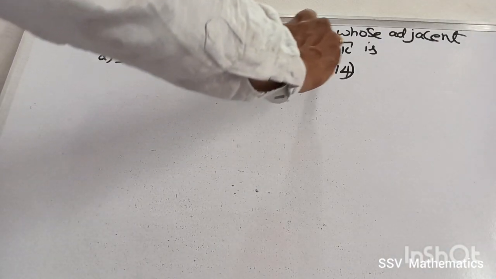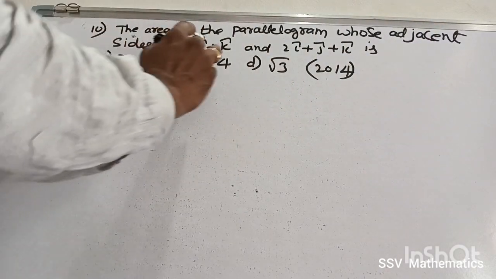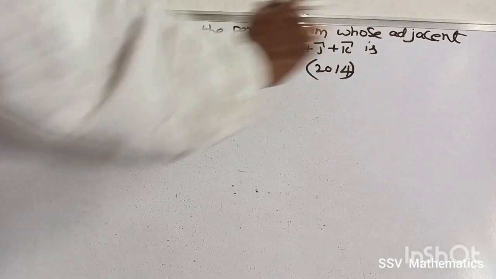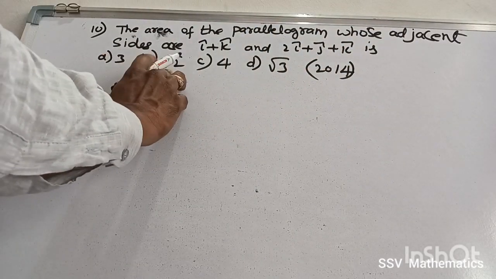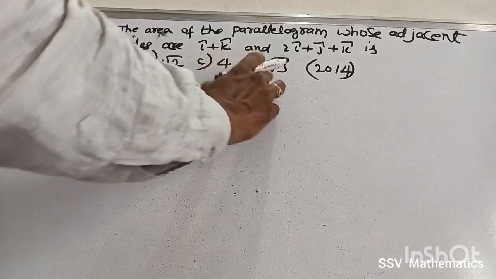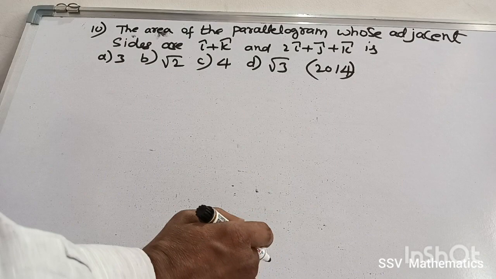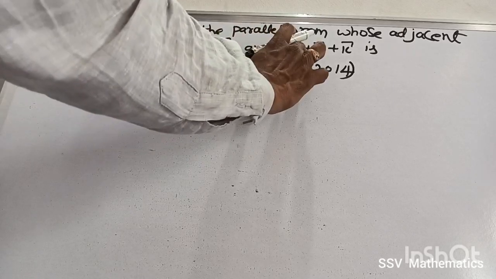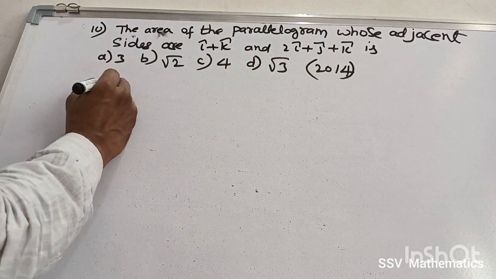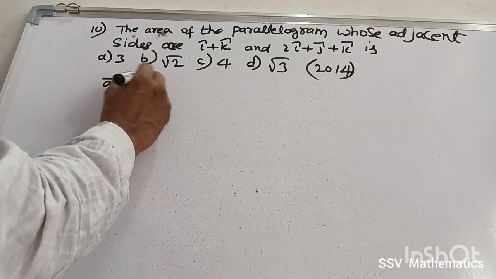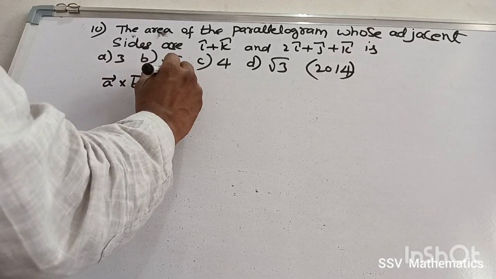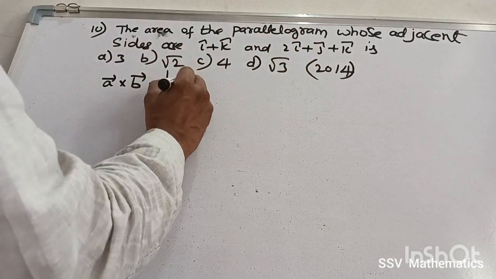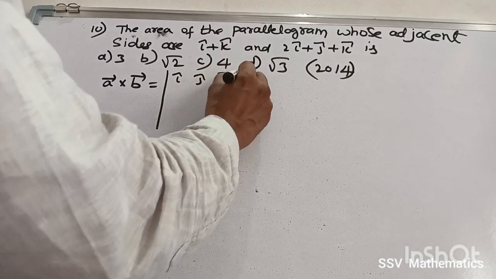The area of the parallelogram whose adjacent sides are vector i plus k and vector 2i plus j plus k is, options are 3, root 2, 4 and root 3, asked in 2014 KCET. So take this as vector A and this as vector B. So find A cross B. A cross B is equal to determinant of, so this is vector A, this is vector B. First row is i, j, k.